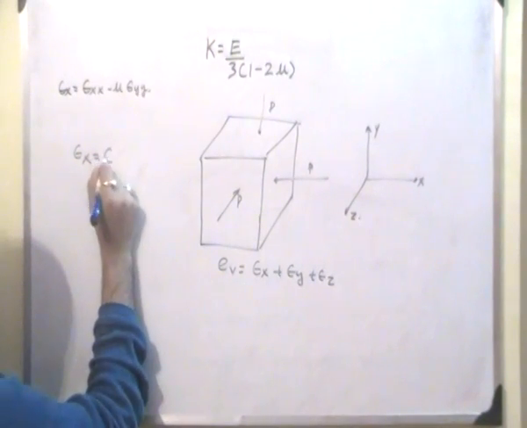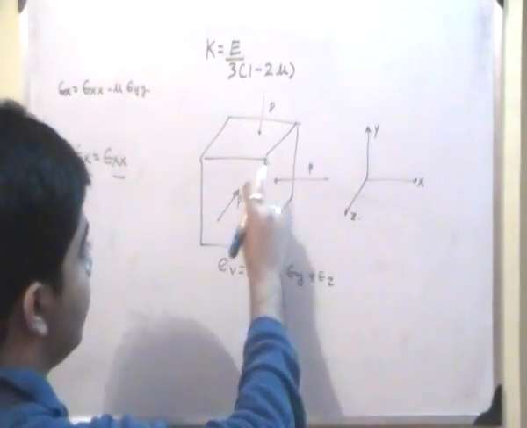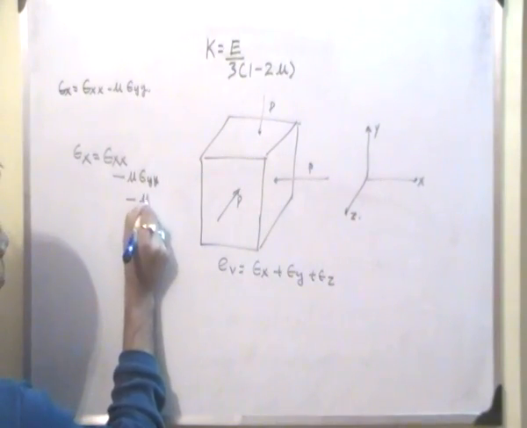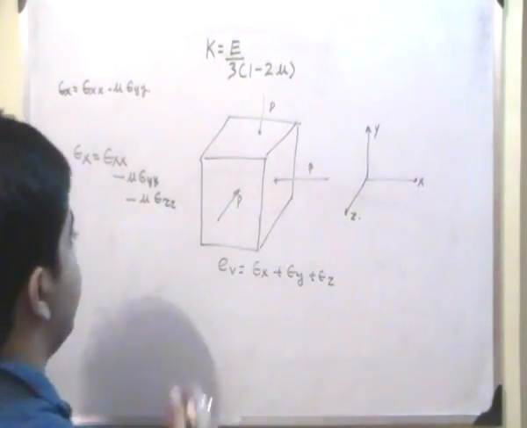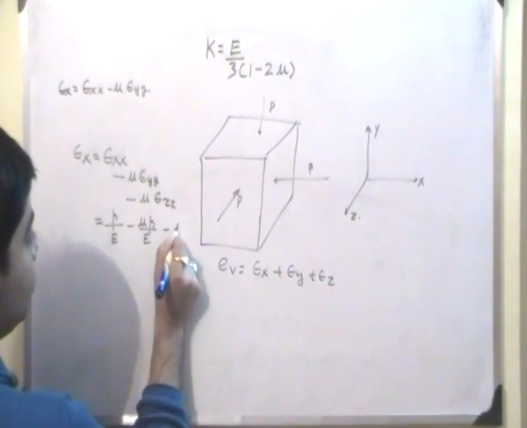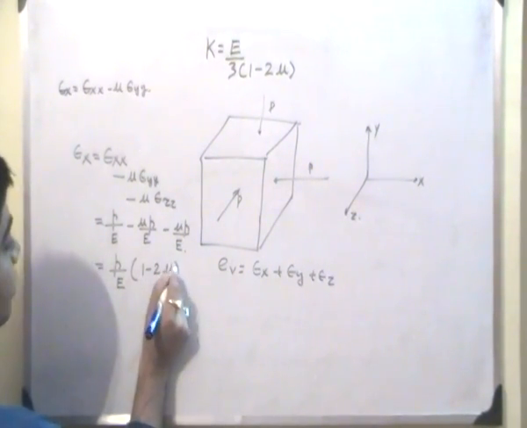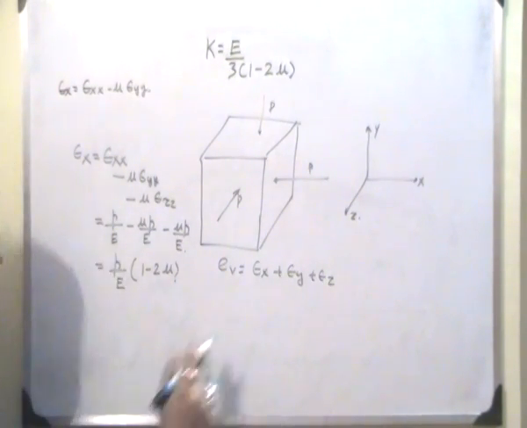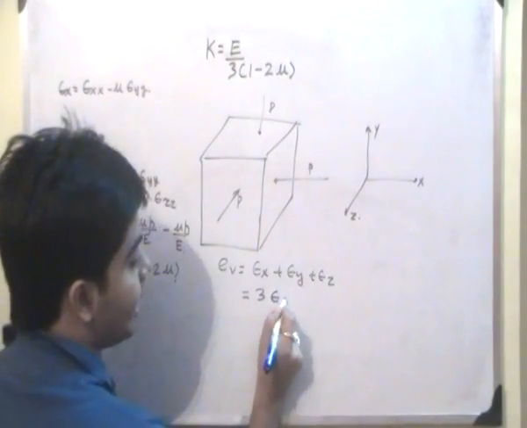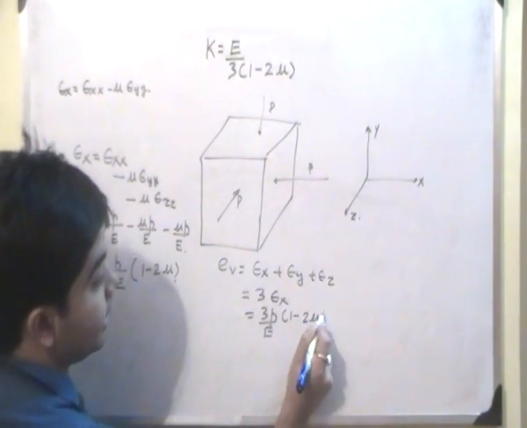Now epsilon x, suppose, will have a component of strain along the x direction, and there will be a negative part because the force in the other direction will have a tensional effect in this direction, so it will be negative: minus mu epsilon yy minus mu epsilon zz. As all these P's are the same in magnitude, I can write it as P by E, minus mu P by E, minus mu P by E. Essentially P by E is common, and 1 minus 2 mu. So epsilon x is nothing but P by E (1 minus 2 mu). Similarly we can get this for epsilon y and epsilon z. One can try it. So essentially it will be equal to 3 times epsilon x. So 3P by E (1 minus 2 mu) is EV.